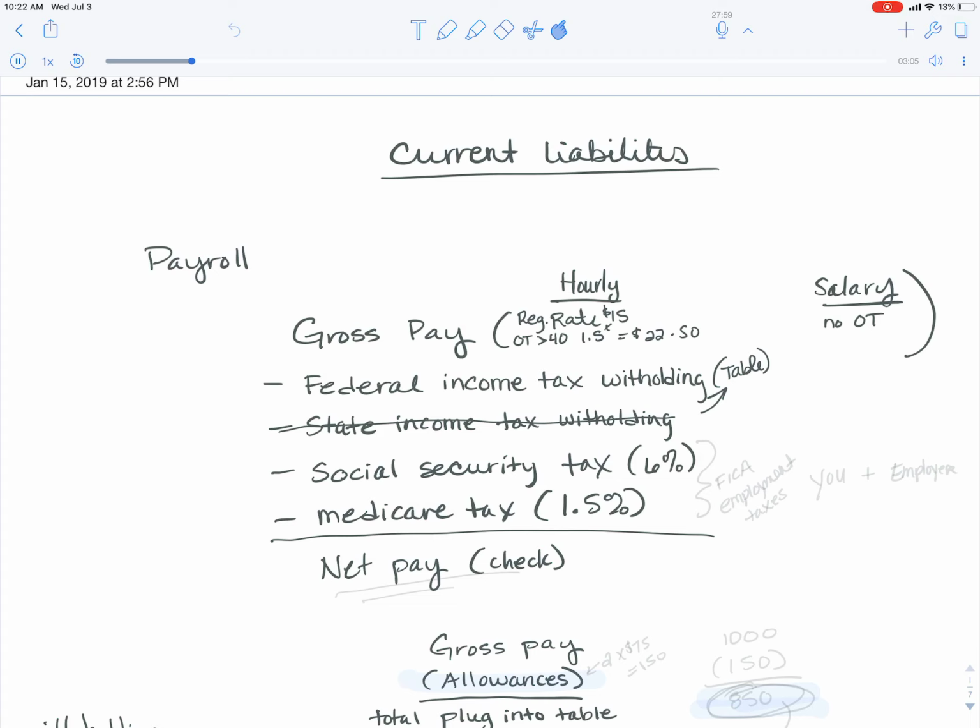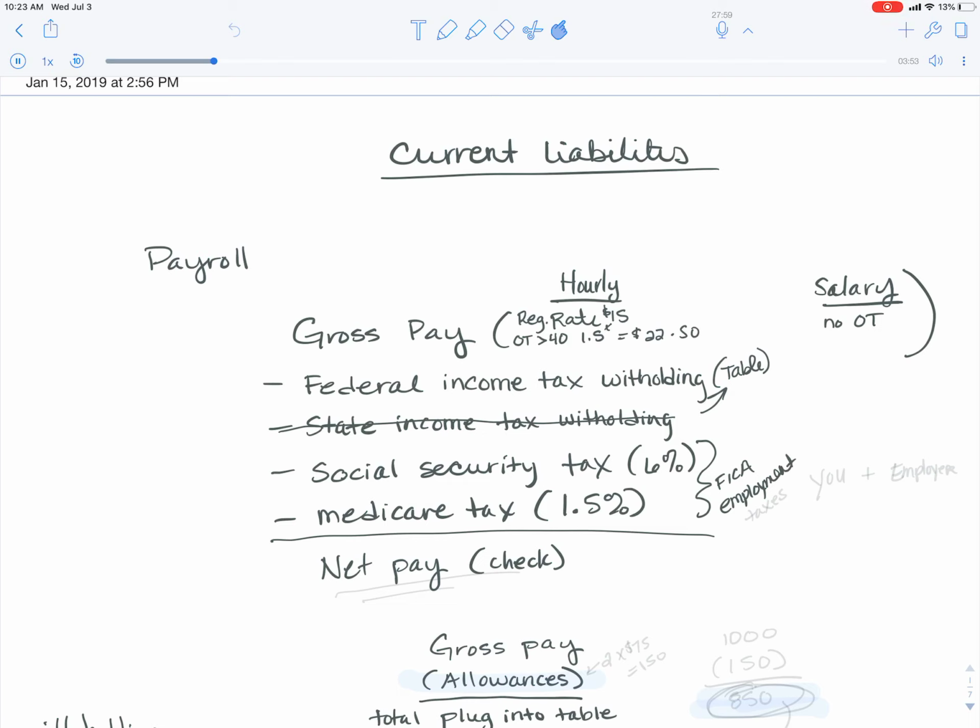We're also going to take out of our paycheck Social Security tax, which is 6%, and then Medicare tax, which we're going to say is 1.5%. The real numbers are a little bit different than this. This Medicare tax is really 1.45 in real life, but to make it easier, in your book and in your homework and in our notes, we're going to use 6% for Social Security tax and 1.5% for your Medicare. Oftentimes, these two taxes together are called FICA. So these are your employment taxes.